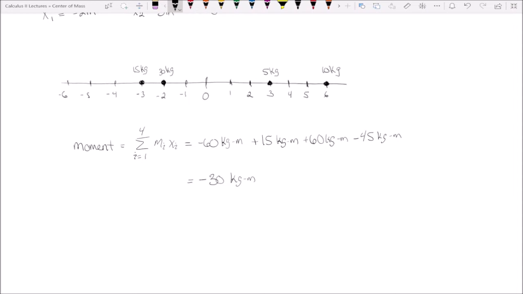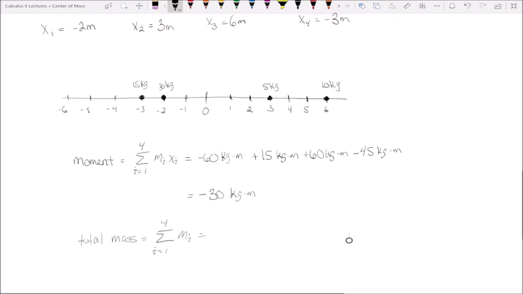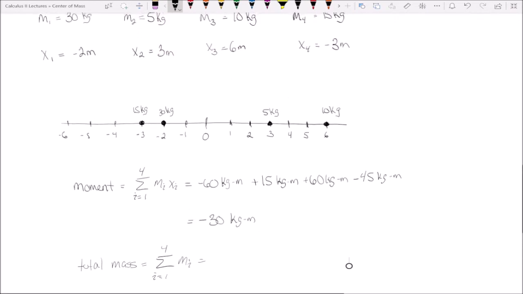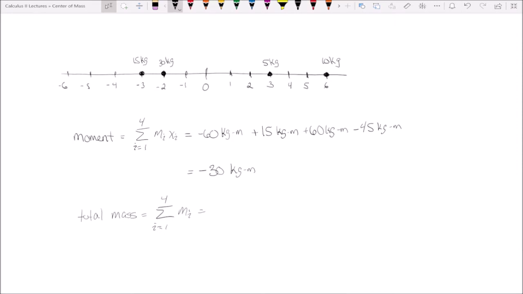We also want total mass next. That is the sum from i equals 1 to 4 of m sub i. So 30 kilograms plus 5 kilograms plus 10 kilograms plus 15 kilograms, which is 60 kilograms.